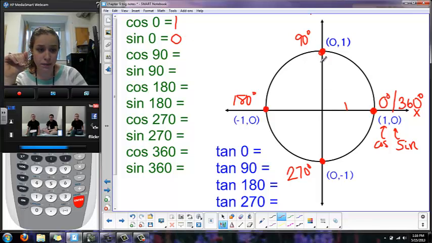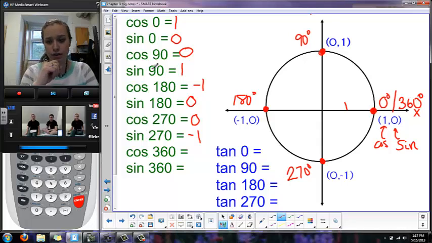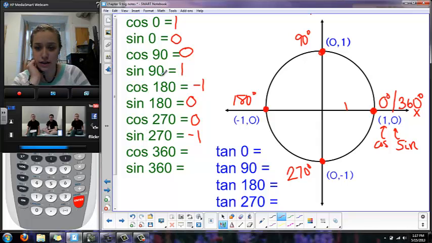Now we're going to look right up here at this coordinate, at this point for 90. The cosine of 90 is 0. The sine of 90 is 1. Over here we're looking at 180. Cosine of 180 is -1. The sine of 180 is 0. Cosine of 270 is 0. Sine of 270 is -1. And then cosine of 360 and sine of 360, those are the exact same thing as cosine and sine of 0 degrees, so 1, 0.